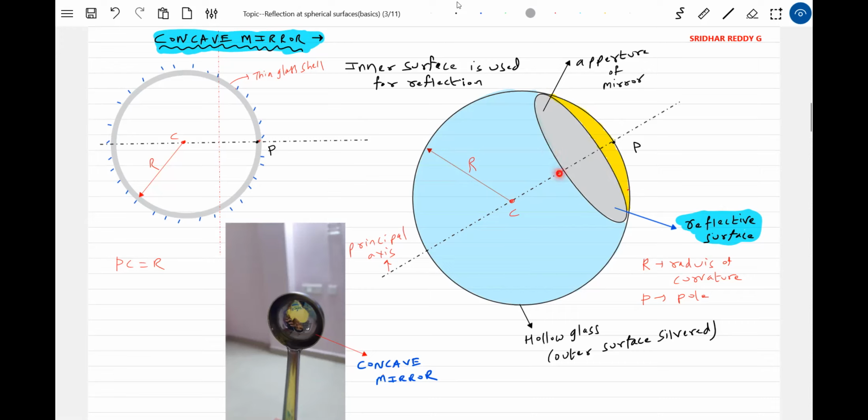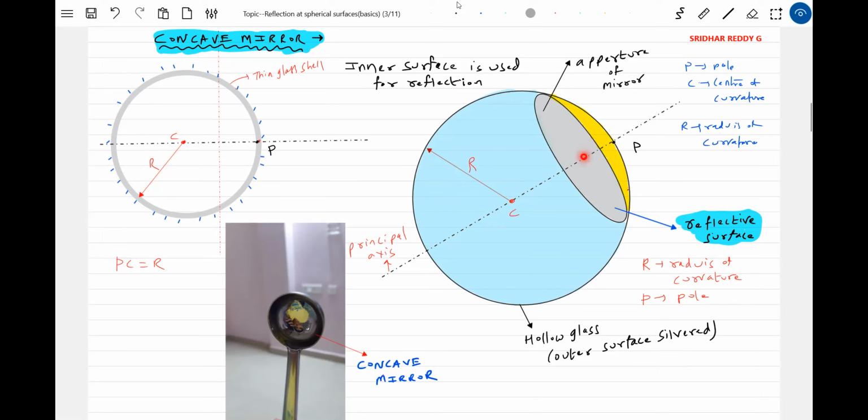So this part of the hollow glass now will become a concave mirror. The reflective surface, all of this, will become a concave mirror. Again, P, what is P? Pole. C, center of curvature. What is R? Radius of curvature. The line joining the center of curvature to the pole is called the principal axis, which is very important. The inner surface is used for reflection.